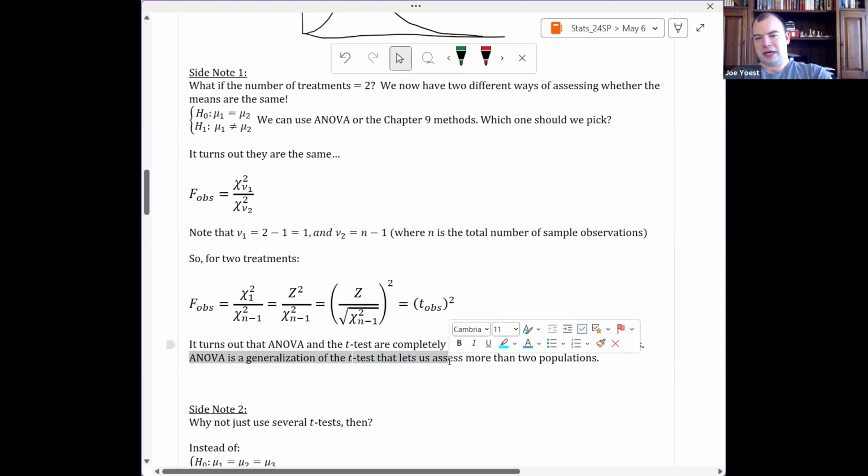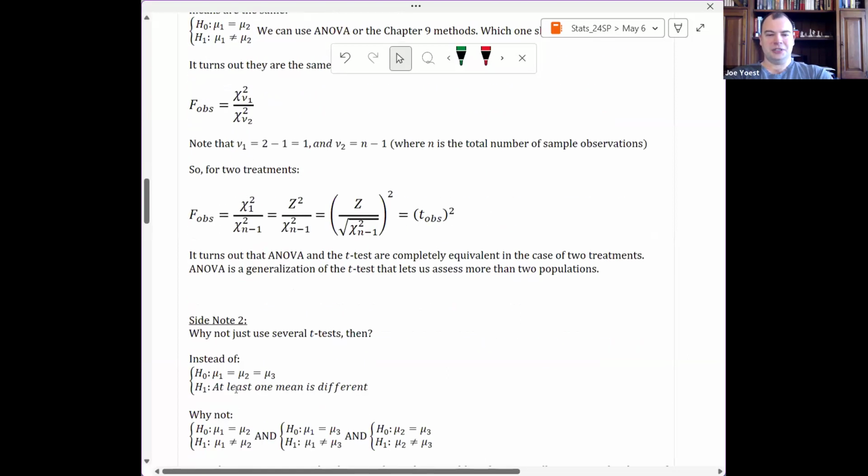But so why use ANOVA then? Well, because with ANOVA, we can do the same thing with more than two populations. ANOVA generalizes the t-test for the difference between two means to 3 means or 4 means or 10 or 20 means. We can do as many populations as we want now.